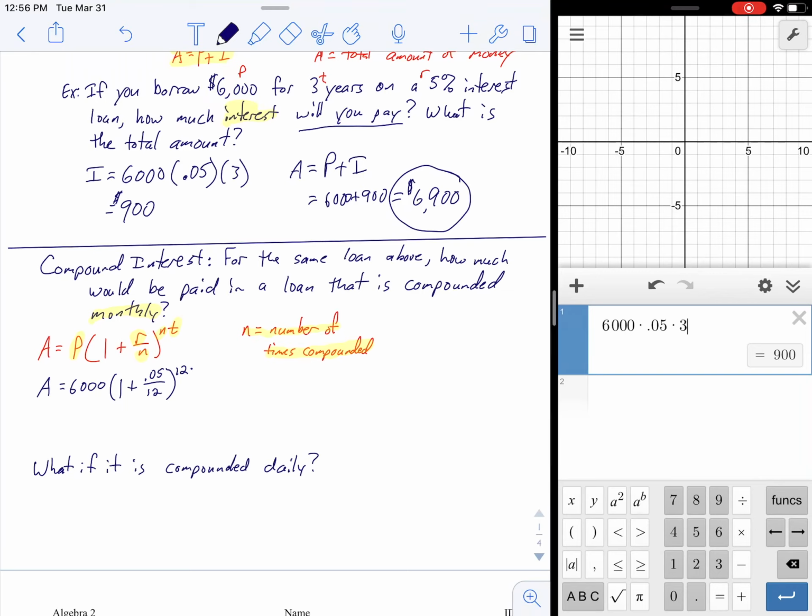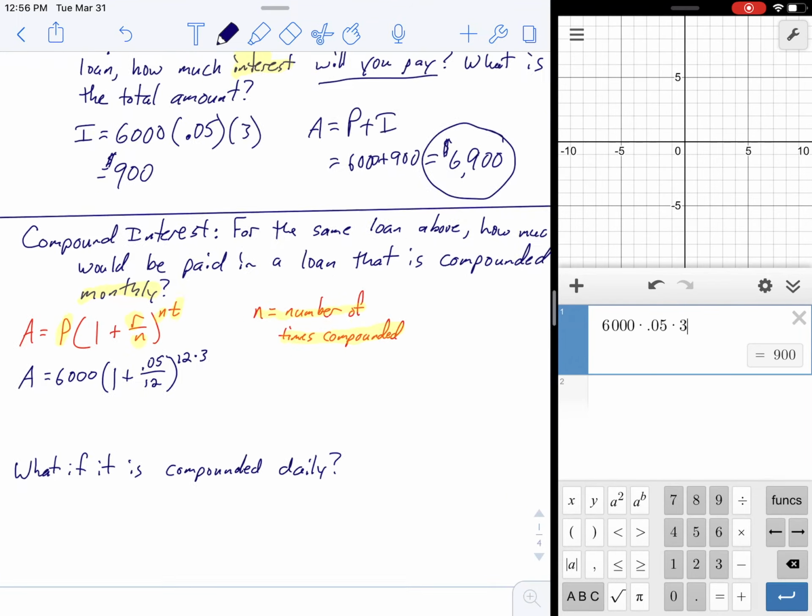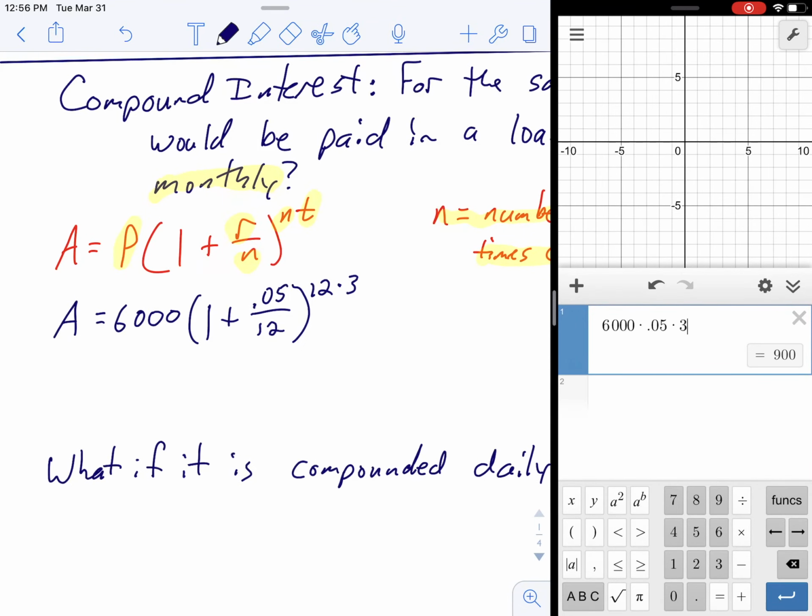And then that number of times is spread out over 3 years, so it's N times T. What they do is divide the interest rate by 12, so it's a very small rate, but then they charge it more often. Now let's type this into the calculator and see what happens.